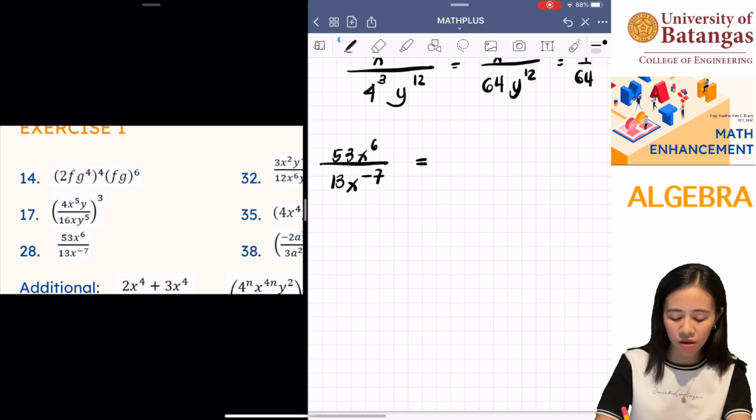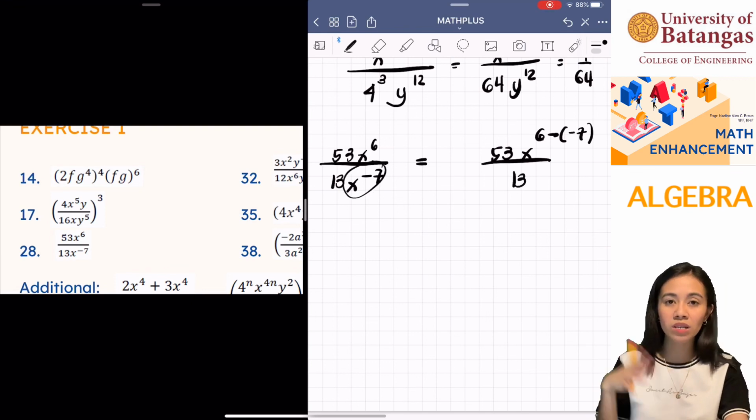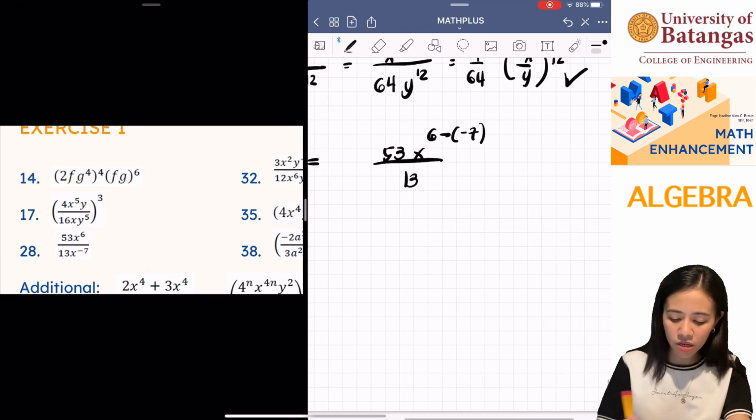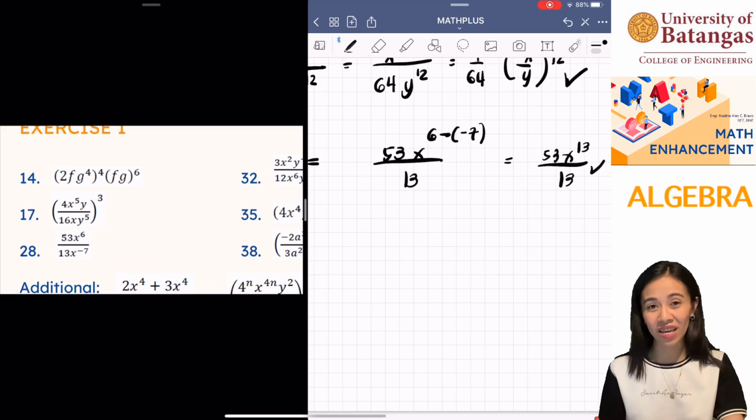So, ang mangyayari, you have 53x raised to 6 minus negative 7 all over 13. Mawawala na yung x raised to negative 7 sa ilalim kasi nga sinimplify na natin siya. So, ang magiging sagot natin dito would be 53 x raised to, 6 plus 7 na, all over 13. So, this is our answer for number 28.